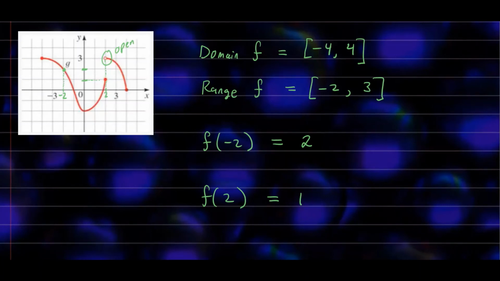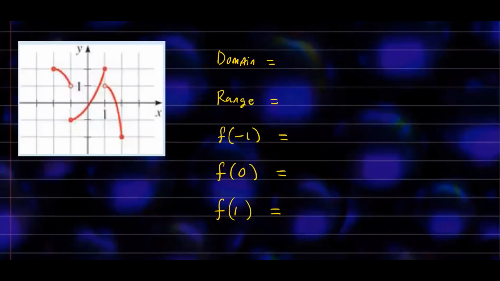Okay, let's take a look at our last example. All right, so we will be answering these set of components for this graph. So first we're going to find the domain of this graph. So let's see where the graph exists. So the graph is defined from this point all the way to this point right here.